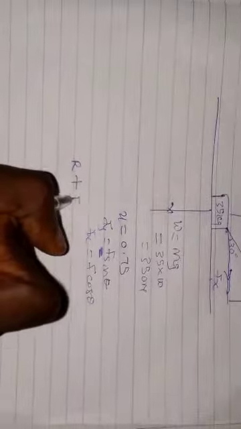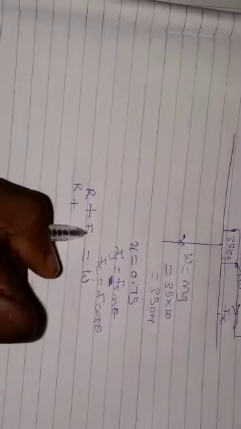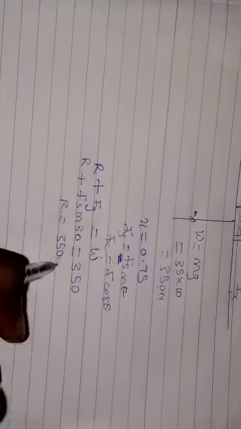For the vertical, we have R plus Fy equals W. So I can say R plus F sin theta, and theta is 30, so R plus F sin 30 is equal to W, which is 350. So my R is 350 minus F sin 30, equation 1.